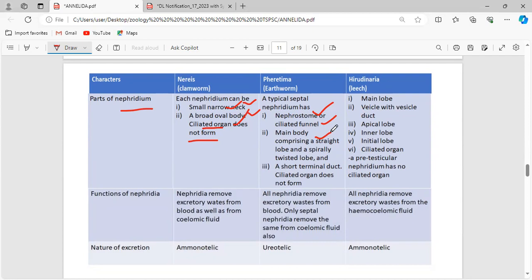The main body comprises a straight lobe with a spirally twisted lobe and a short terminal duct. Ciliated organs do not form here. But here there is a main lobe, vesicle with vesicle duct, apical lobe, inner lobe, and initial lobe. A ciliated organ is present only in the testicular nephridium. A pre-testicular nephridium has no ciliated organelle. Only the testicular nephridium will possess the ciliated organ.